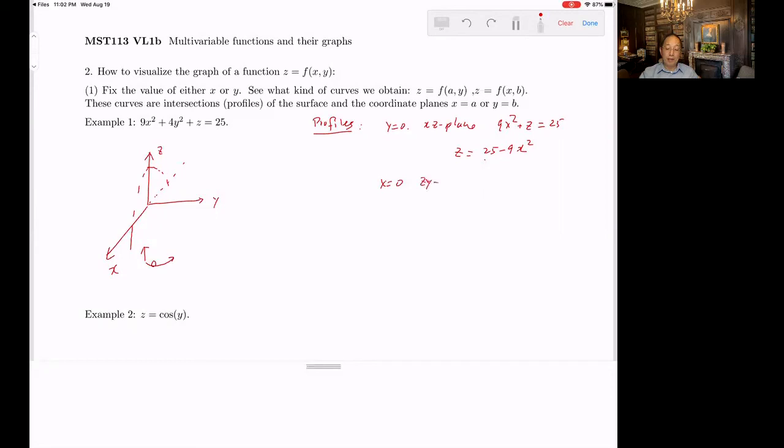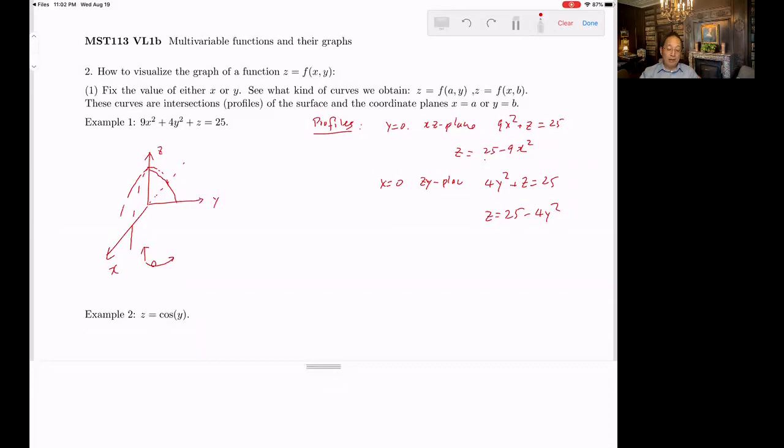Okay. And if x is equal to 0, that's going to be the yz plane, right? Or zy plane. So inside the yz plane, if x is equal to 0, we have 4y squared plus z is equal to 25. So z is going to be 25 minus 4y squared, right? Again, it's a parabola, but the coefficients are different, so it might be slightly different. But again, the top is actually 25. Okay, so this is the one.